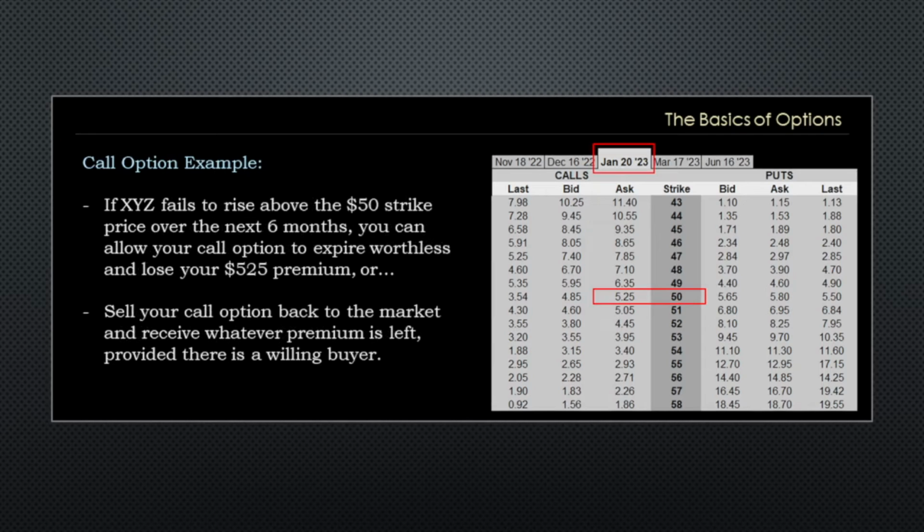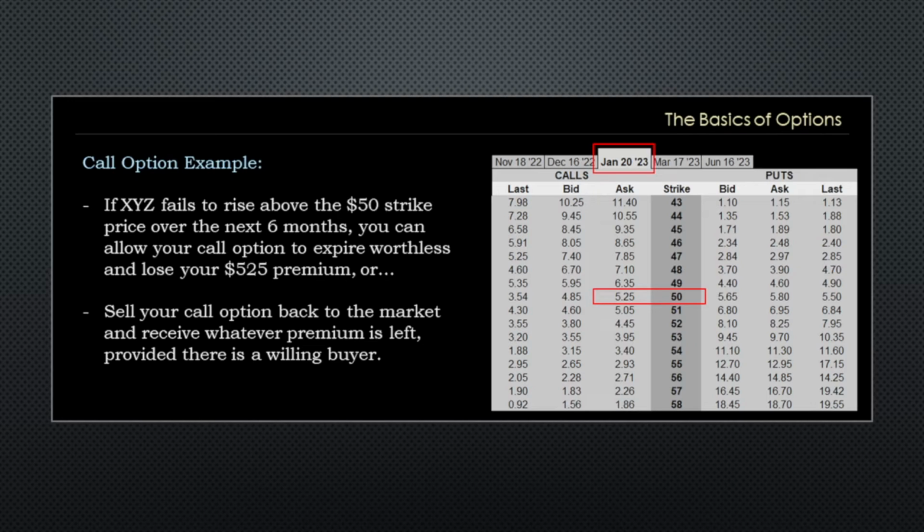If XYZ fails to rise above the $50 strike of your call option, you would either allow the option to expire worthless and lose the $525 that you paid to buy the option, or you could cut your loss by selling the option back to the market and receive whatever premium is left in the option.